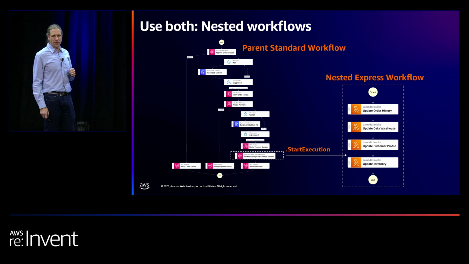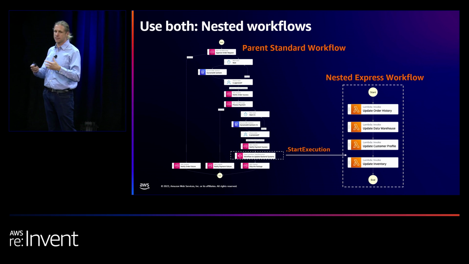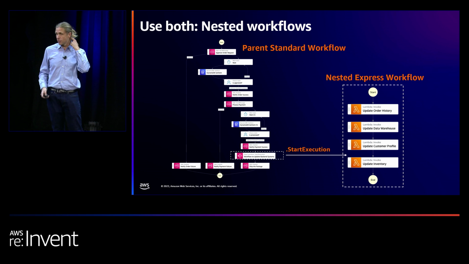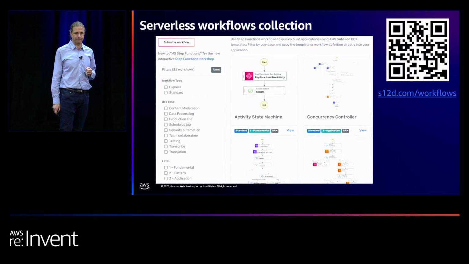Nesting Express workflows within Standard workflows, allowing you to run long-running Standard workflows that can support callbacks and other kinds of things. And then you nest the Express workflows for high speed and high scale, which return to the parent Standard workflow when they're complete. And a great way to get the best of both worlds, which is also happy for your budget.